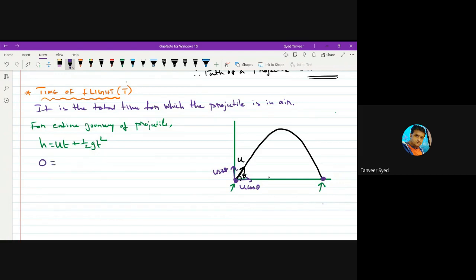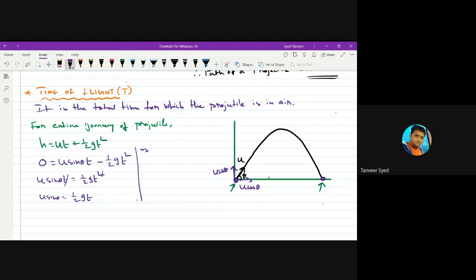which is equal to u. What is u? Velocity along the vertical direction. How much is it? U sin theta. So u sin theta into t plus or minus half g t square. In the vertical direction, g is minus g. So if I send this to the other side, I get u sin theta into t is equal to half g t square. And one t will be cancelled. So you get u sin theta is equal to half g t.